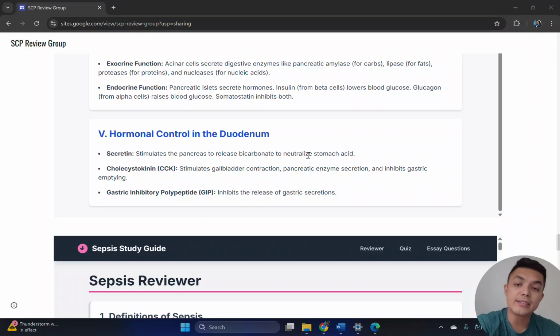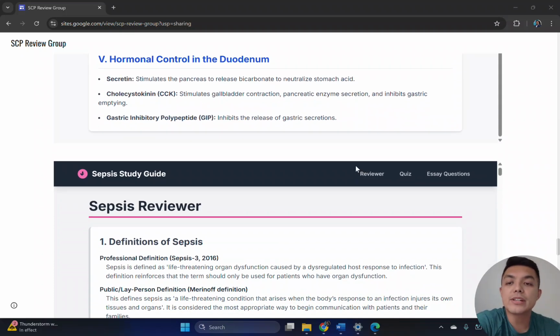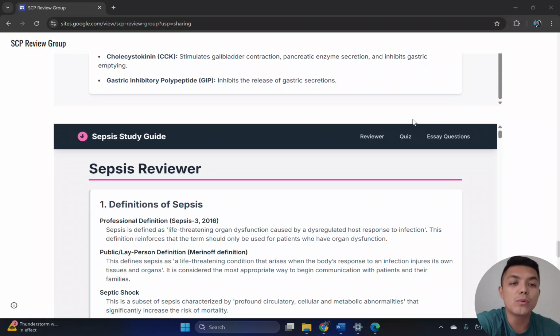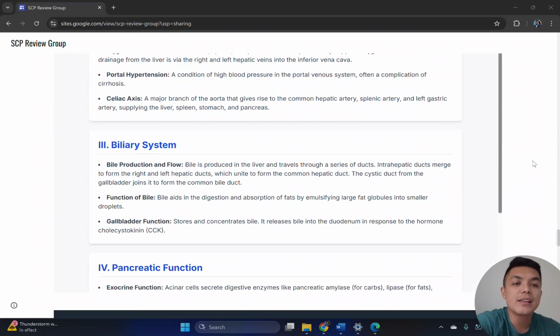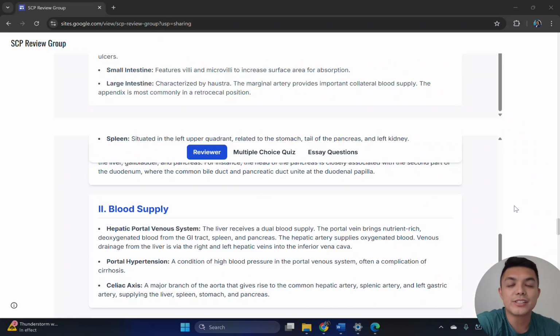So next is cholecystokinin. It stimulates the gallbladder contraction, pancreatic enzyme secretion, and inhibits gastric emptying. And next is gastric inhibitory polypeptide, or GIP. This inhibits the release of gastric secretions. Now these all work in correlation in your digestion.